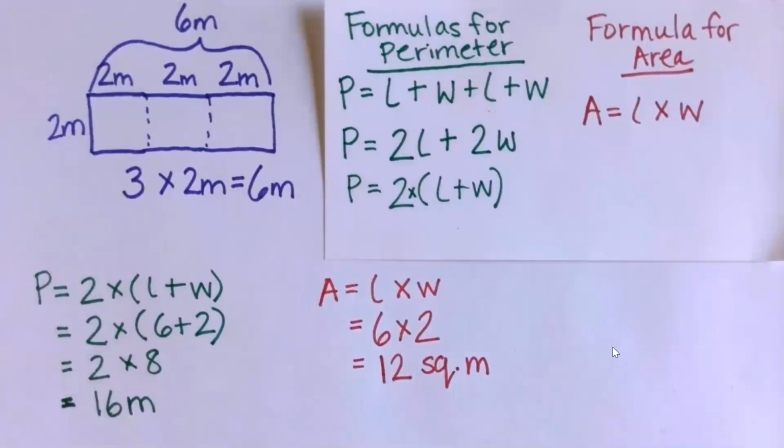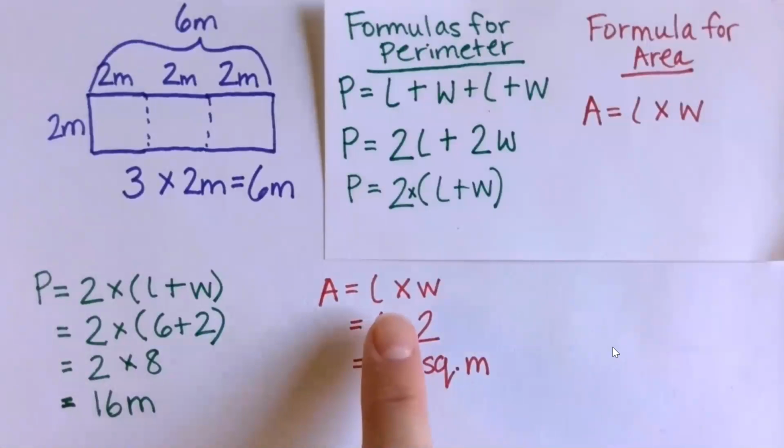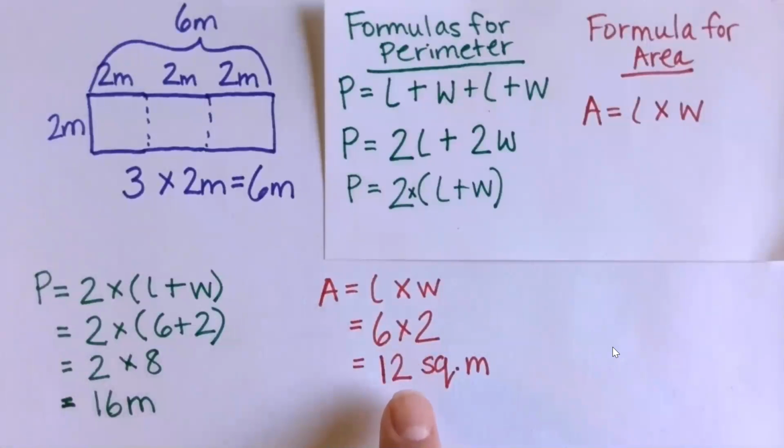And how did you find the area? To find the area, we just multiply the length times the width, 6 times 2, and we get 12 square meters. Did you remember that the units needed to have square meters and not just meters when we find the area?